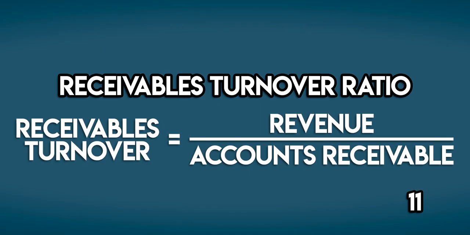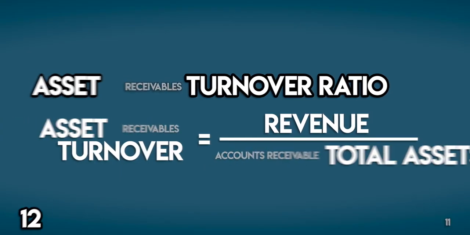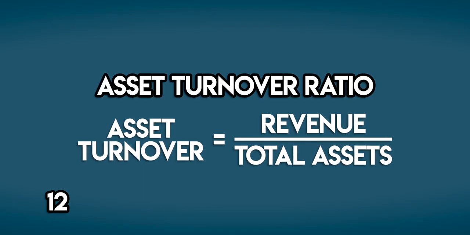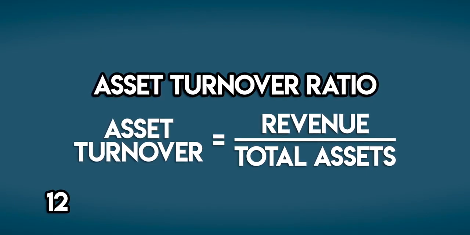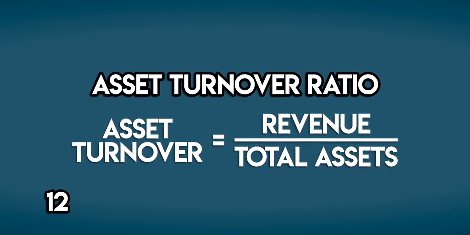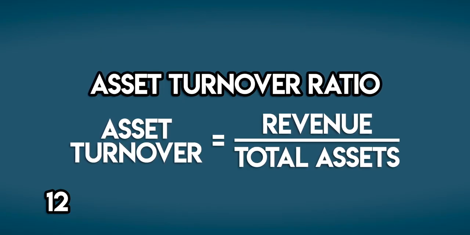This one measures how efficiently a business collects cash from its customers. If we instead divide revenue by total assets from the balance sheet, then we also have the asset turnover ratio. This one may feel familiar because it's not too different to return on assets, which we covered in profitability ratios. That was net profit divided by total assets.